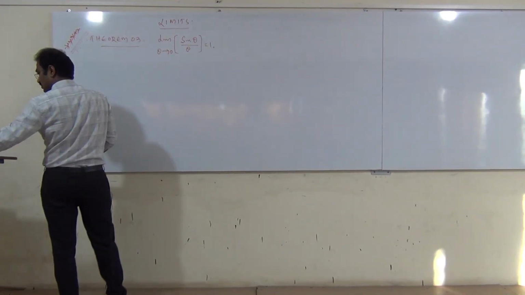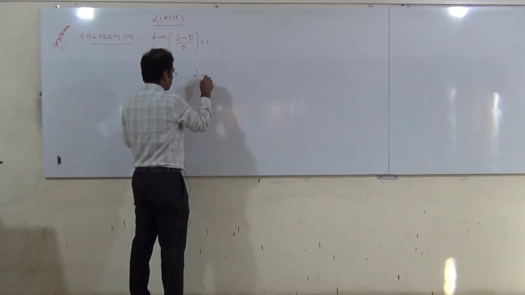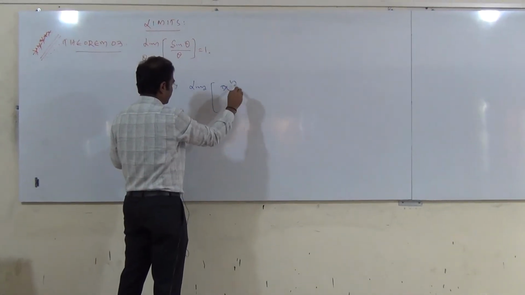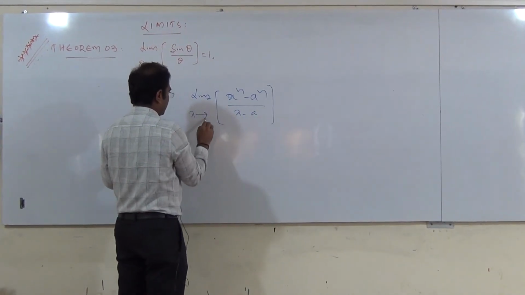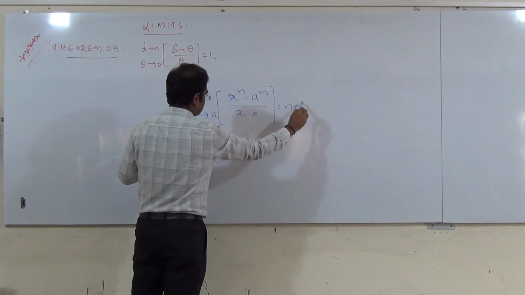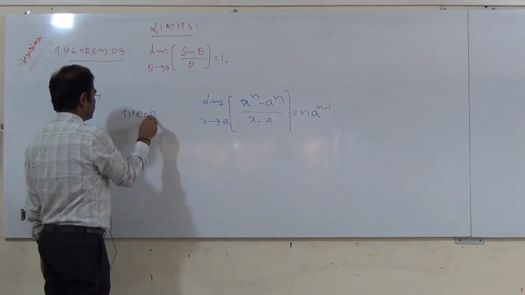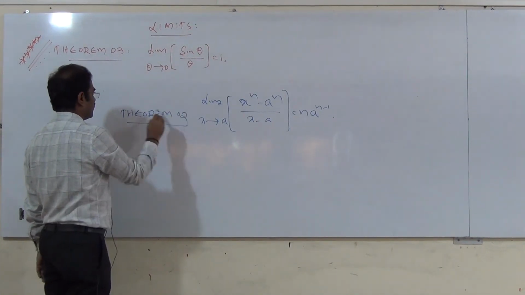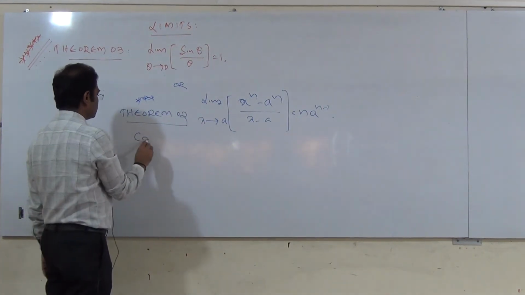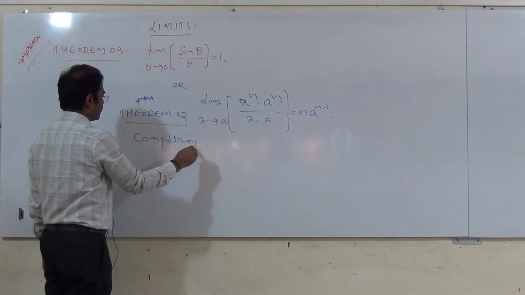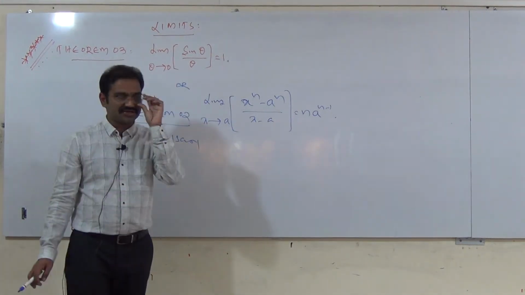Already we have had one discussion. What is that? One theorem we know: the limit of x raised to n minus a raised to n divided by x minus a, as x tends to a, is equal to n into a raised to n minus 1. We know this rule. This is our theorem number 2. Theorem number 1 is general. In the examination, this or this is a compulsory question. Definitely they will ask this or this in the examination.